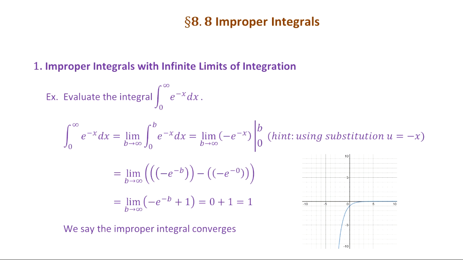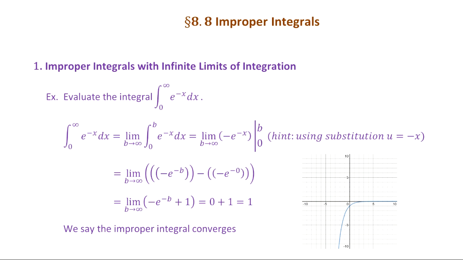We can easily integrate e to the negative x, and you get negative e to the negative x. And I just write a hint here: you need to use a substitution u equals negative x in order to get negative e to the negative x from e to the negative x when you integrate. And then you plug in b and 0 for x and subtract, so we get the limit with b approaching infinity of negative e to the negative b minus negative e to the negative 0.